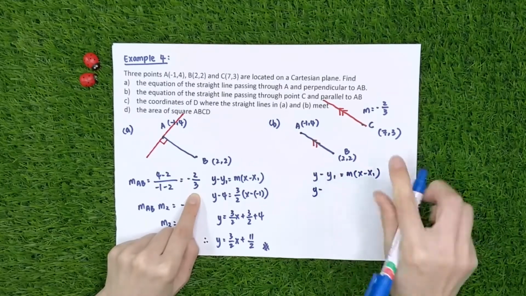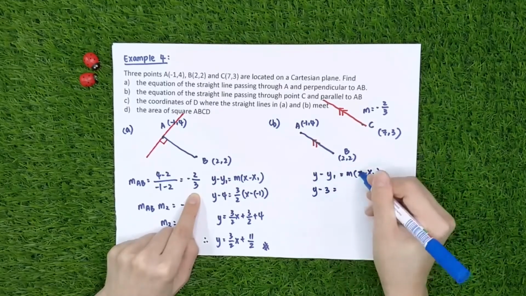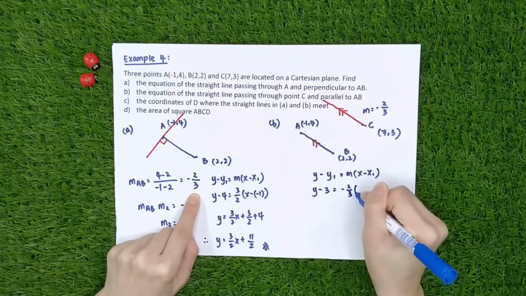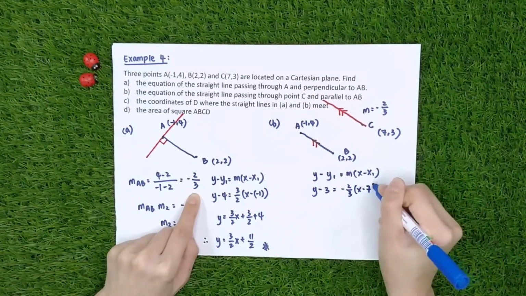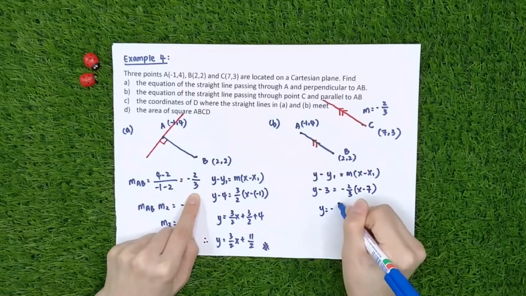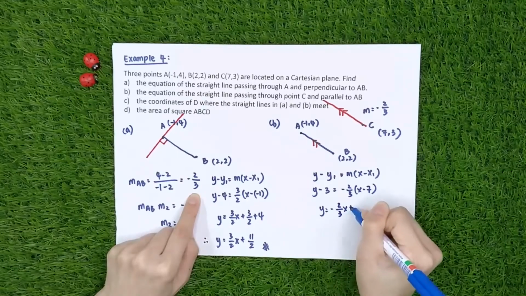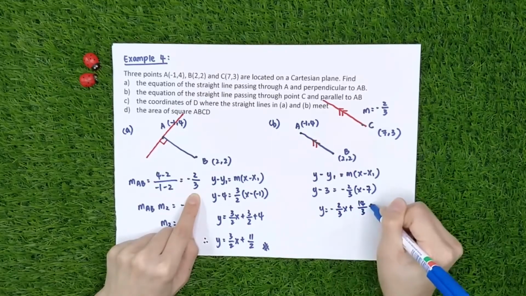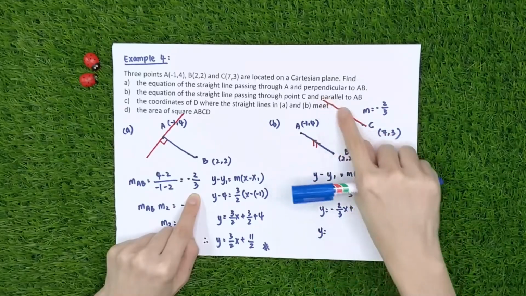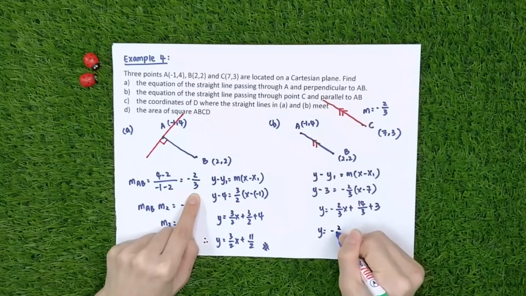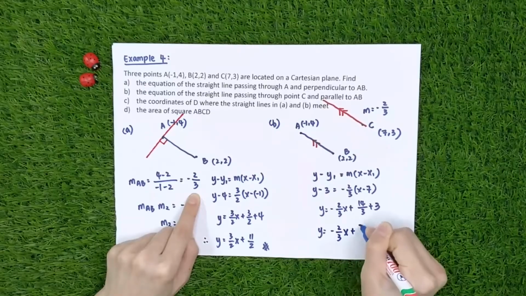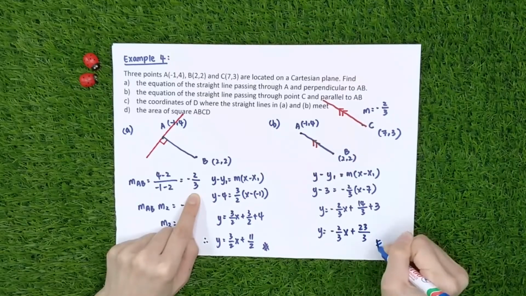Okay, y minus y1, which is 3, equals the gradient -2/3 times x minus x1, which is 7. Okay, y equals -2/3 x plus 14/3 plus 3. So my equation of this line will be y = -2/3 x + 23/3.